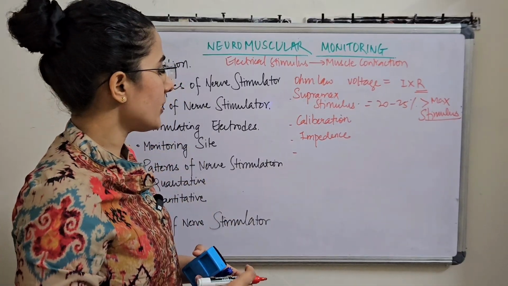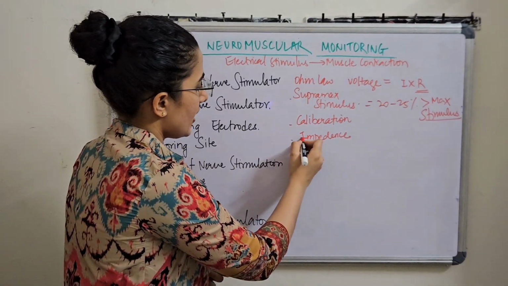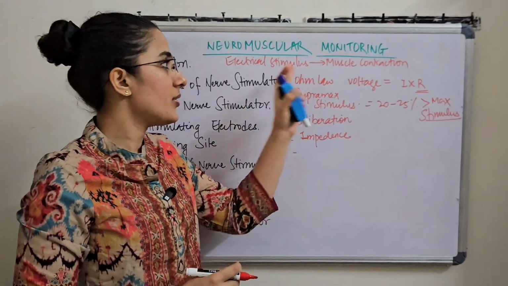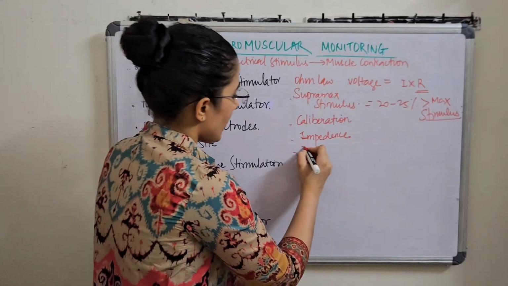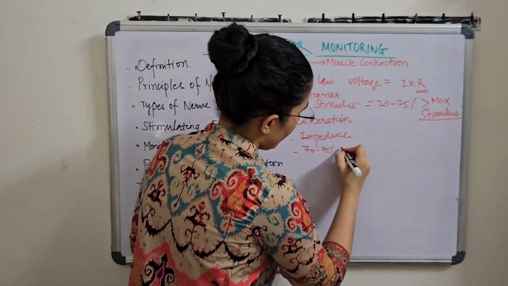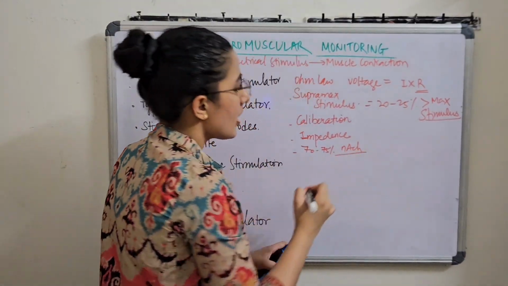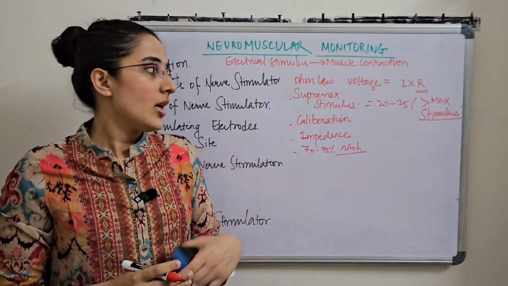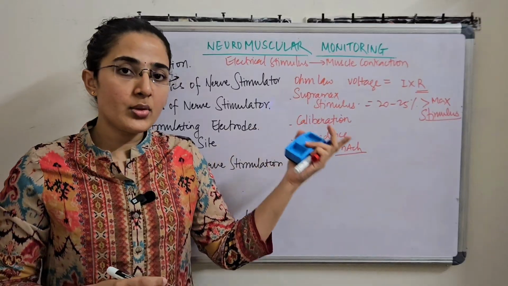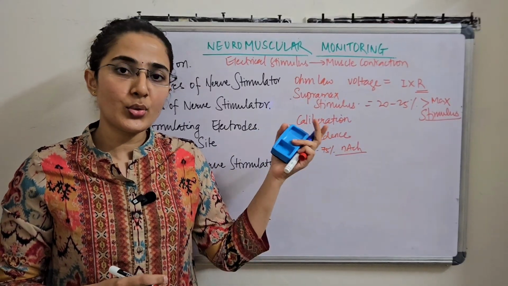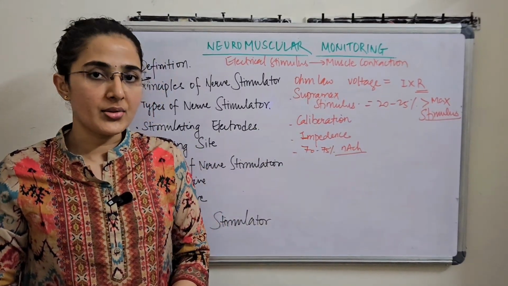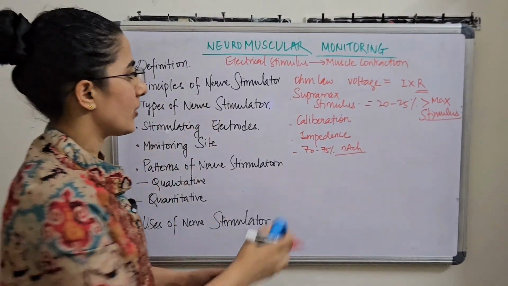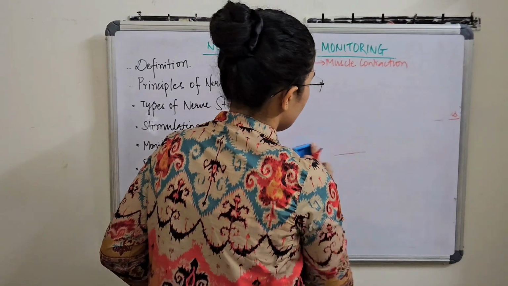One more thing to remember is that neuromuscular monitoring will work only when 70 to 75% of the nicotinic acetylcholine receptors are blocked by the neuromuscular blockers. Only then will we be able to do the neuromuscular monitoring.